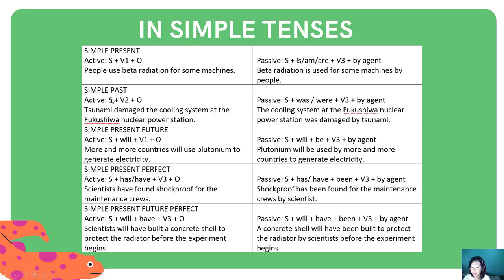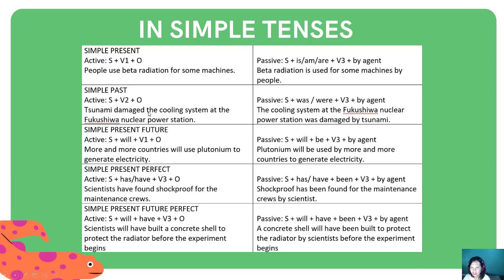And then simple past. Active: subject plus verb 2 plus object, and then passive: was, were. So the verb 2, the past form of to be, that is was, were, and then verb 3 plus by agent. Tsunami damaged the cooling system at the Fukushima nuclear power station. And then the cooling system at the Fukushima nuclear power station was damaged by tsunami.